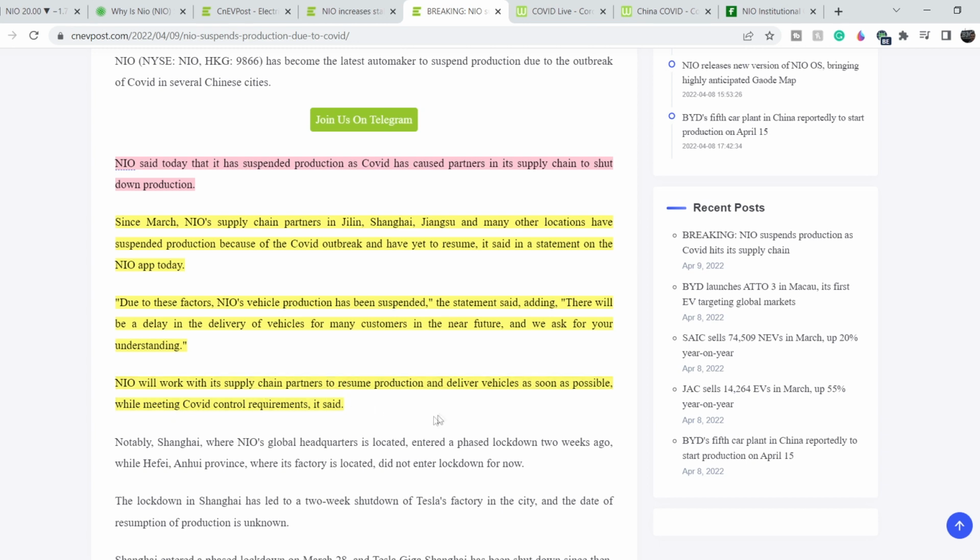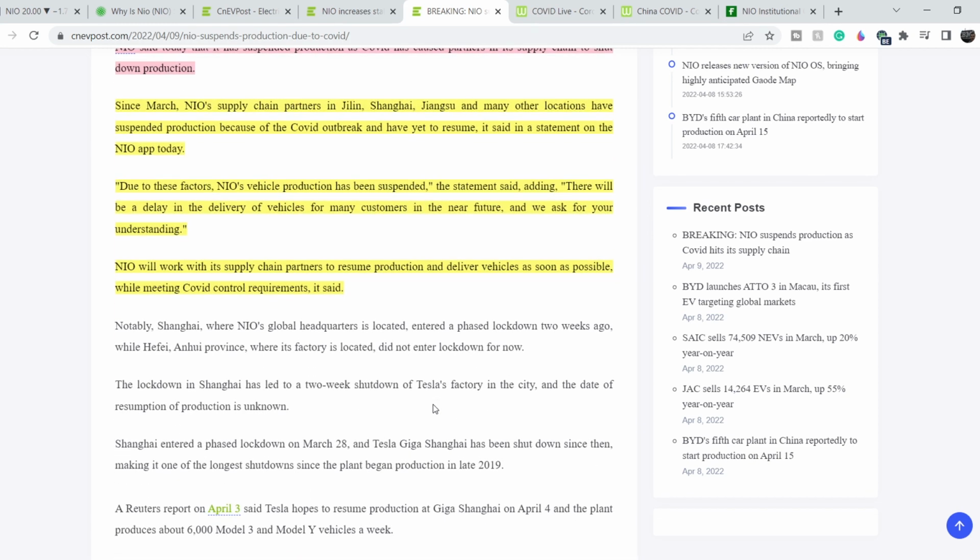And I have to say that NIO is the last plant that shut down its production, because we have Tesla Shanghai that closed for almost 2 weeks, 13 days to be more precise. And definitely this will affect all of the electric vehicle manufacturers and basically all of the Chinese companies, because for now we don't know how long it will last. But let me show you some information.